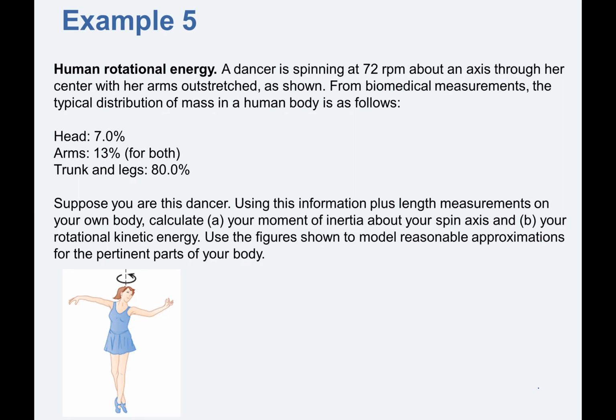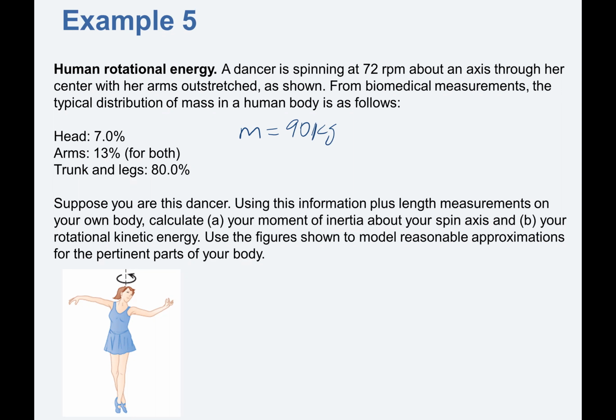All right. Suppose you are this dancer. Using this information plus length measurements on your own body, calculate your moment of inertia about your spin axis, which is, as you spin around the center of your body, what will be your moment of inertia? And use the figures shown to model a reasonable approximation for the pertinent parts of your body. Okay, so think like this. I'm going to use the values that I have in my slide, but obviously your values might be different. So one thing I used here is 90 kilograms, which is definitely not the mass of a dancer like that, but still, let's say 90 kilograms.